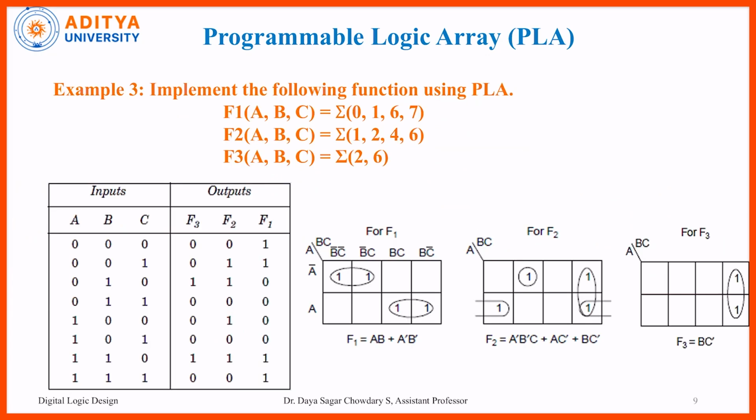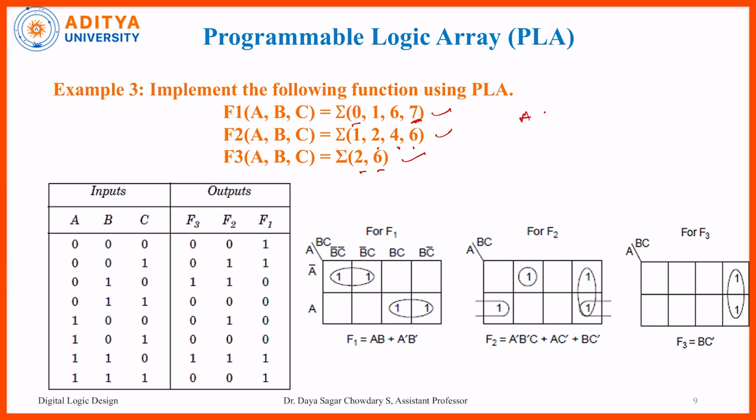Coming to example 3, again example 3 contains 3 functions. So we can implement n number of functions. That is the advantage of the PLA. So here there are 3 functions. Again the 3 functions we can simply represent with sigma 0, 1, 6, 7; 1, 2, 4, 6; 2, 6. This is the function. Again 7 is the maximum number.